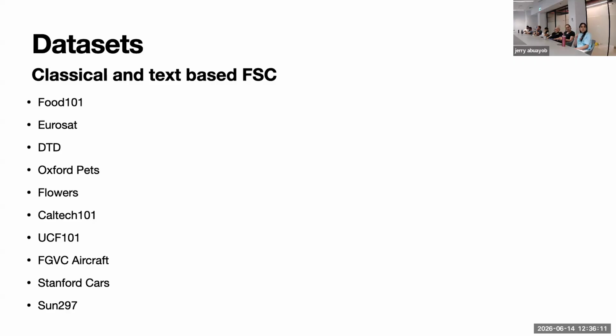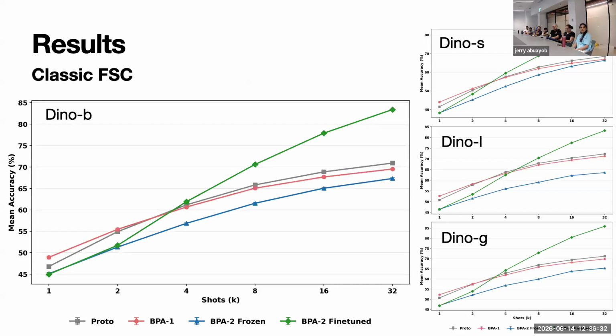In EuroSAT, these are satellite images, we also got some nice results over there. But one of the harder datasets is FGVC Aircraft. This is still a hard dataset. Unfortunately, even large encoders have a hard time encoding different types of aircraft.